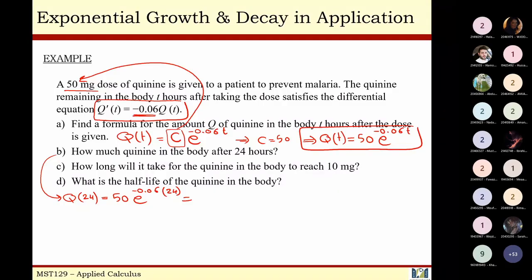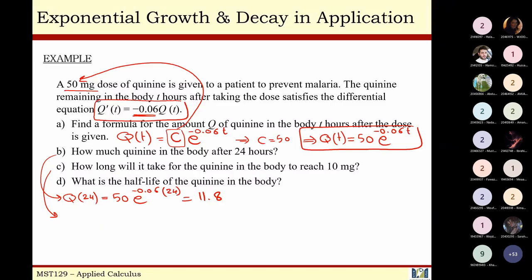Approximately 11.8. Yeah, 8.4. Yeah, Afnan. Now the value of C, the exercise C: how long will it take for quinine in the body to reach 10 milligram? So the quinine in the body equals 10 milligram. This is equal to 50 e to the power minus 0.06 t.